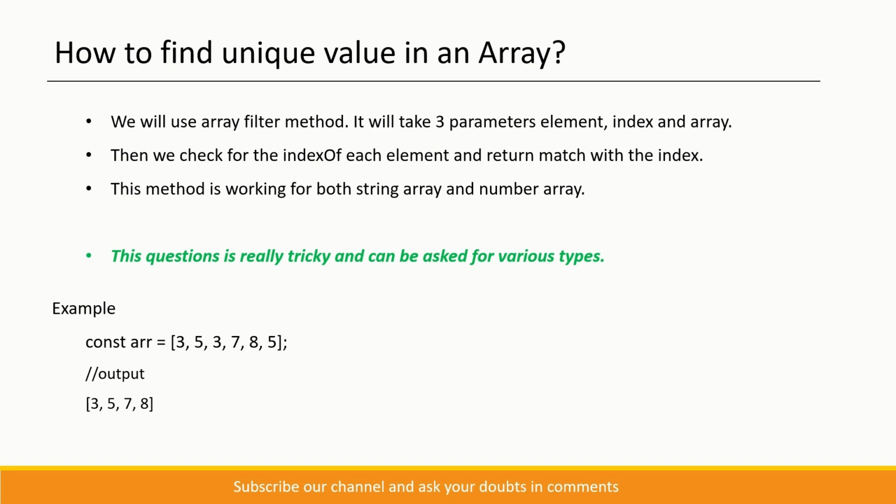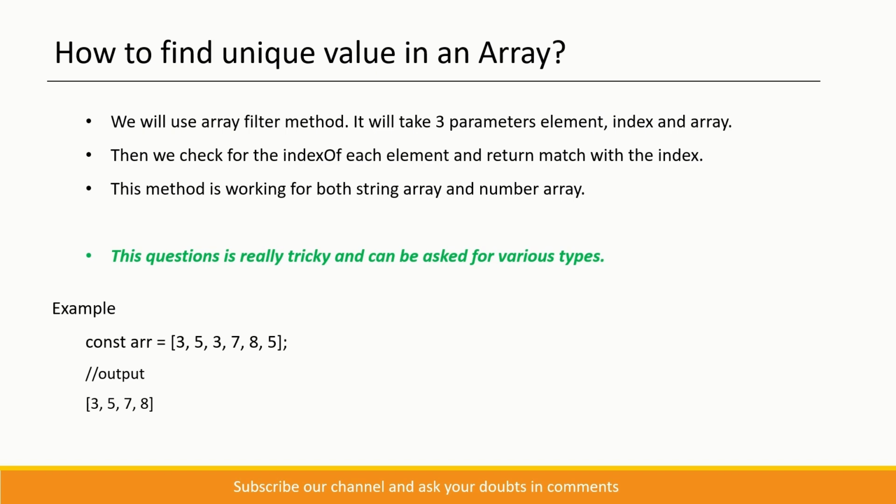Let's see, this is an example. Below I have implemented the same logic. Here I am declaring one array with some random values. The final output we want looks like 3 5 7 8, because in the above array only 3 5 7 8 are unique values. The remaining 3 and 5 are repeated values. We don't want the repeated values, we want only the unique values.